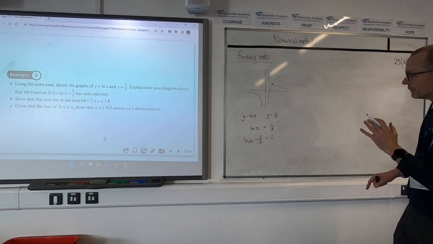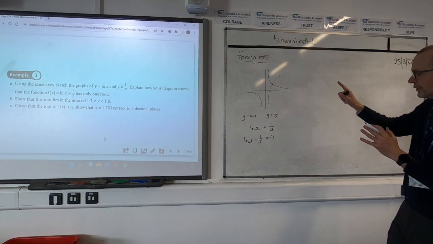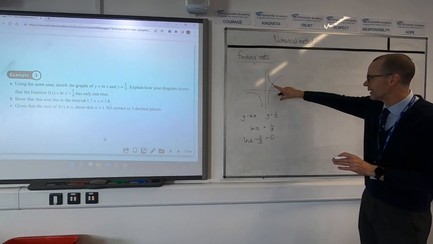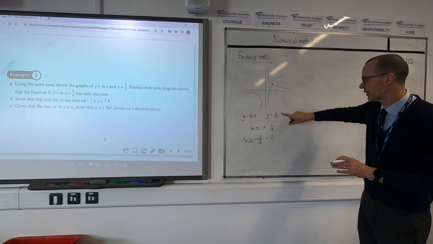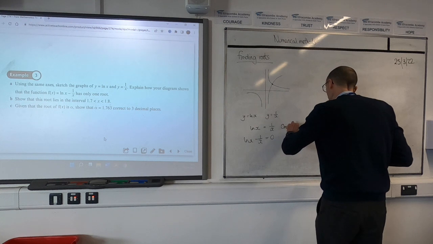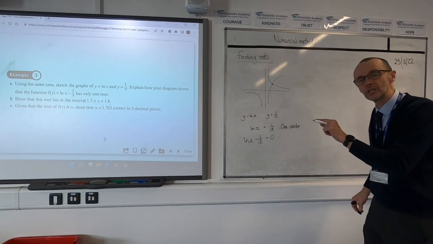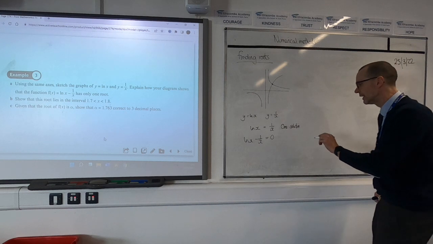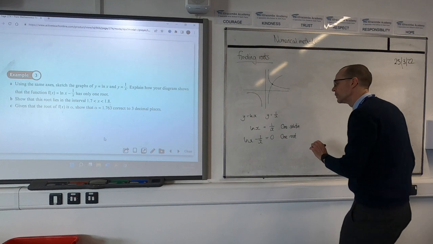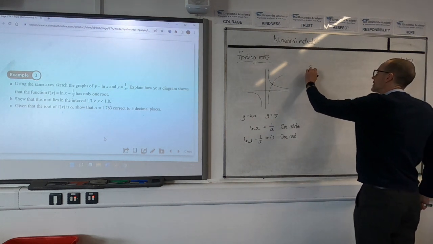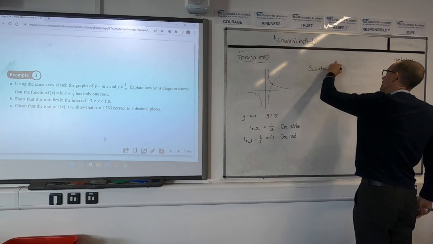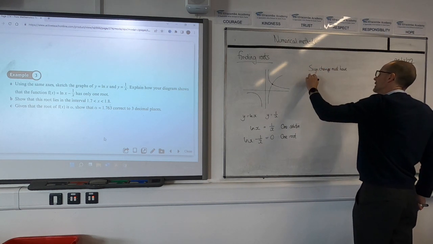So the reason that the graph shows that this only has one root is that, as Jodie quite rightly pointed out, the graphs only cross once. So this equation only has one solution. I'm not using the word root because remember the root is where an equation equals 0. So if you rearrange it, this equation has one root. And in order for sign change to work, sign change must have an equals 0 equation. Sign change must have equals 0.